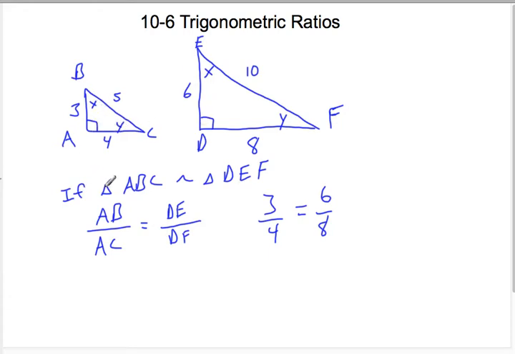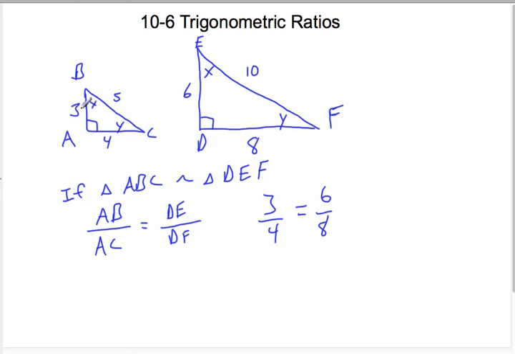So if two triangles are similar, so triangle ABC is similar to triangle DEF, then their corresponding sides, if we make a ratio here, like this distance over this distance, it's going to equal this distance over this distance. So as long as the two triangles are similar, no matter how big or how small or how much they differ in size, the ratios of their sides are always going to be the same.